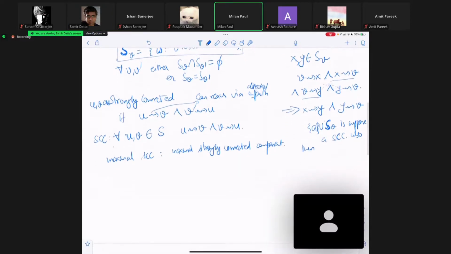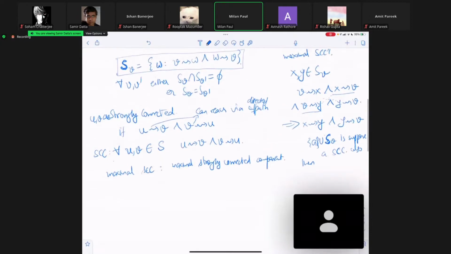Sir, I did not get the last point, sir. Why is it maximal? It's maximal because suppose A union SV is an SCC also. It's not maximal, which means that you can add a vertex A to it, and still it would remain an SCC. Correct? So A union SV is an SCC, suppose for some A.